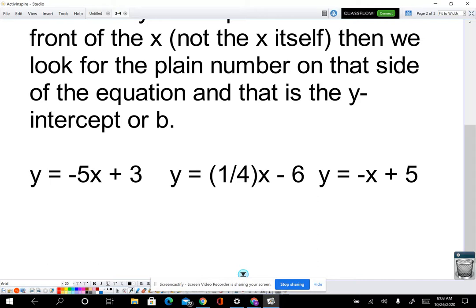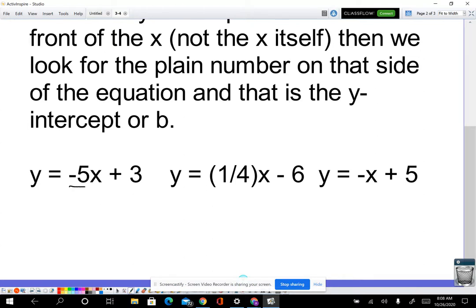We're going to first identify the number in front of the x's. So here's our term that has the x. The number that's right there in front of it is -5. So that's the slope of this line. Slope is -5. And we're going to look on that side with the x and see what plain number is there. We take the sign along with that number, and we say b is equal to 3. So we have our slope and our y-intercept from the equation y equals mx plus b.